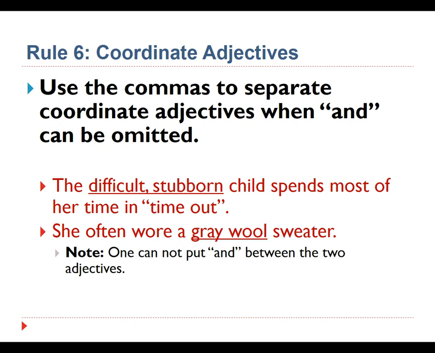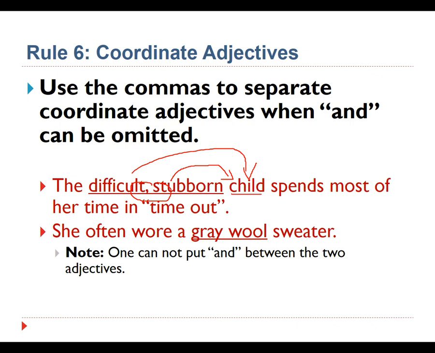The next rule is coordinate adjectives. The word coordinate means equal, and adjectives are words that describe nouns. So adjectives describe people, places, things, or ideas. Let's discuss the examples. The difficult, stubborn child spends most of her time in timeout. The comma is replacing the word and between difficult and stubborn. I can use this comma because both adjectives, stubborn and difficult, are describing the same noun, the child.